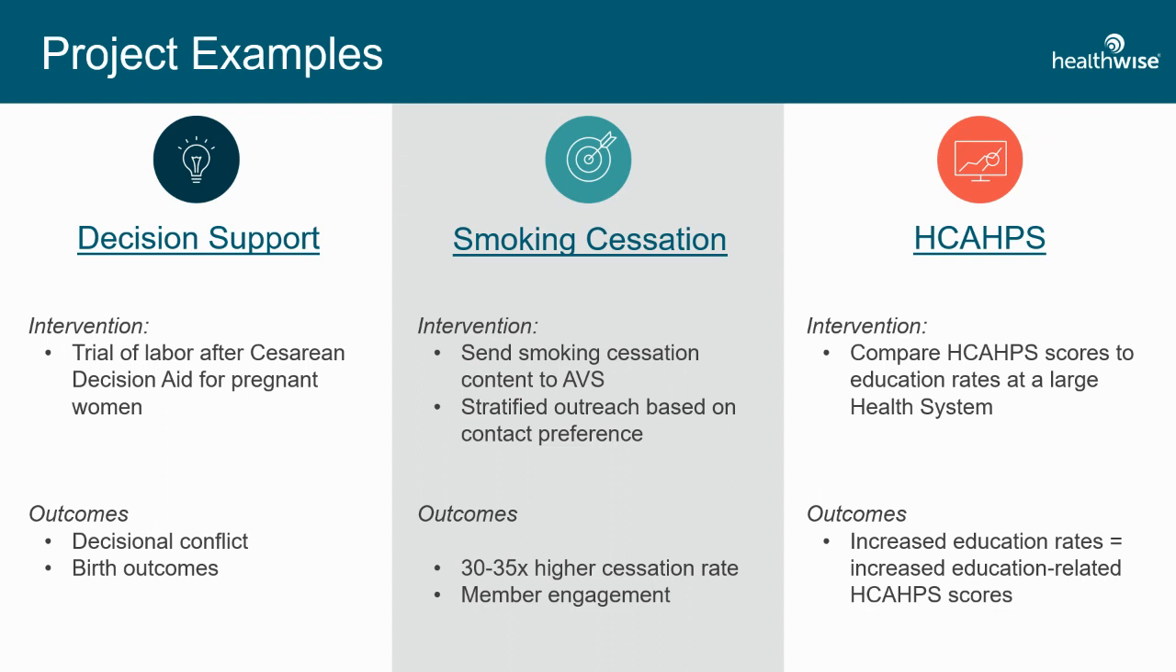For both of these outcomes, the researchers saw a decrease in decision conflict for women who received the decision support tool. So they felt more certain about their decision of cesarean section versus not. And in terms of birth outcomes, more women who received the decision aid tool actually went through with their preferred mode of delivery than those who did not receive it. So some pretty impressive outcomes from this research study.